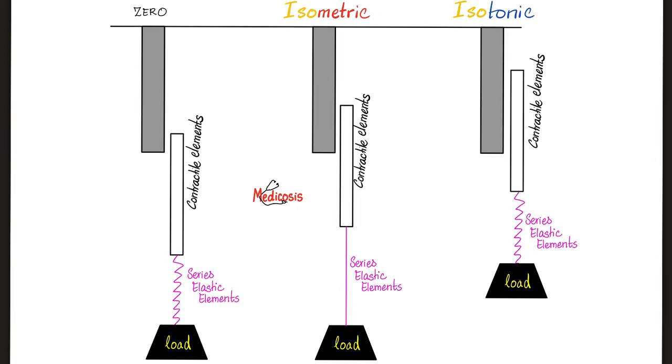How about isotonic, which is Medicosis with his shredded physique? Yes, I was able to actually lift it. Did your tone increase? No, it's isotonic, and that's why I am not stretched. This part is called the contractile elements. Think of this as actin and myosin, and this spring is called series elastic elements. Whether it's isometric or isotonic, there is some sliding of the contractile element.